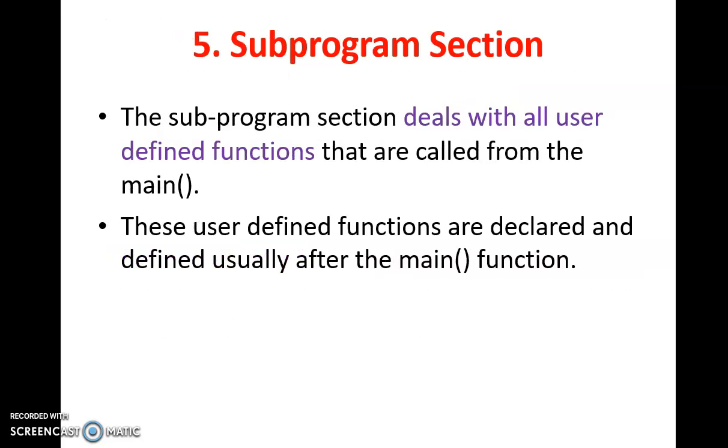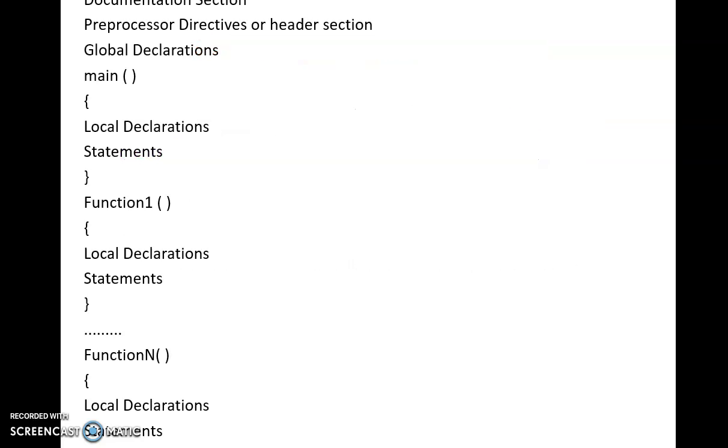The last section is sub-program section. It deals with all the user-defined functions. 3 things are needed for writing the user-defined function: function declaration, function call, and function definition. Usually, the function definition will be next to the main function. Function declaration and function call will be inside the main function. If you want to omit the declaration part, we can define our function above the main function. So this is the overview of a structure of C program.